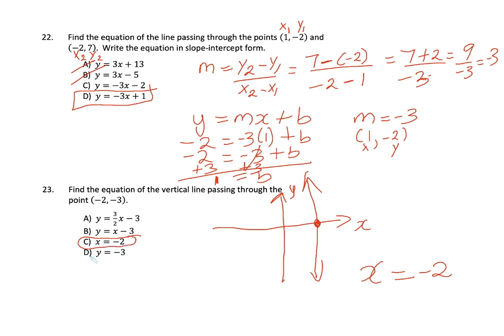A horizontal line would be y equals -3. So this is our vertical line right here. If they ask you for the horizontal line, it cuts the y-axis, so you're looking for y, and you're just going to let it equal the y value of your point. So a horizontal line would be y equals -3.